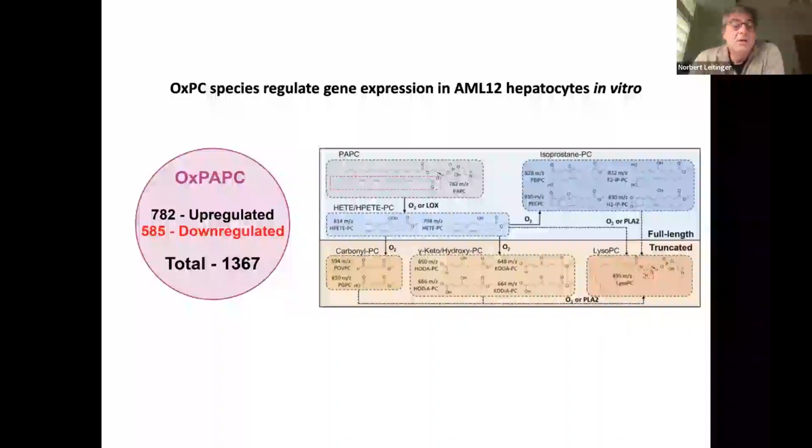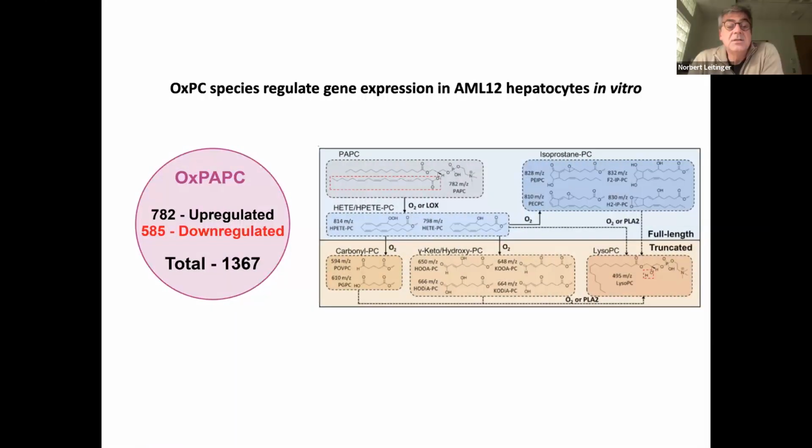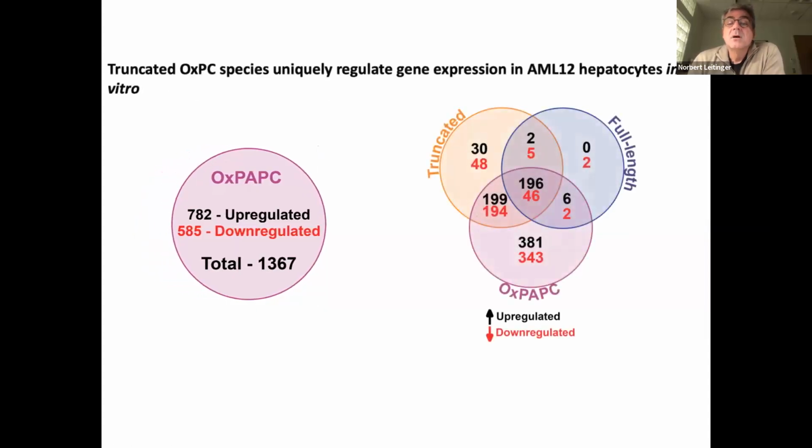So we did gene expression studies in hepatocytes, and found that the hepatocytes readily recognize OXPAPC species by regulating a total of 1,367 genes up and down. And a lot of the gene regulation was actually mediated by lipid species that were present in the truncated fraction of OXPAPC.